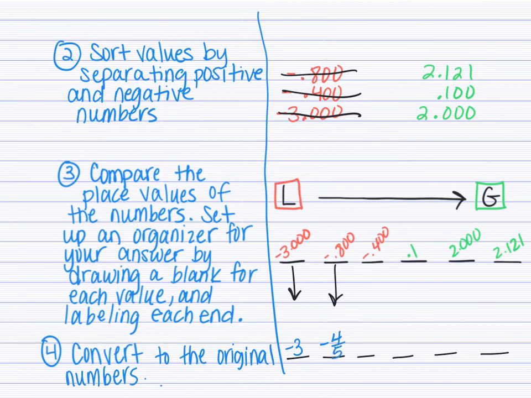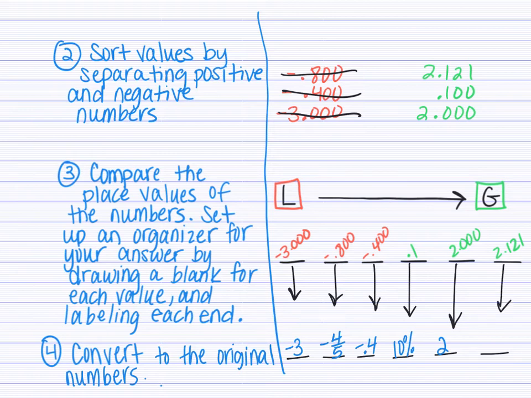Negative 0.4 did not have all of those zeros. It was just negative 0.4. 0.1, if we look back at our original list, was actually 10%. 2.0 was just the number 2. So we kind of had to make all of these changes to the numbers so that it made it easier for us to put them in order. But at the end of the problem, you have to revert back to their original form.